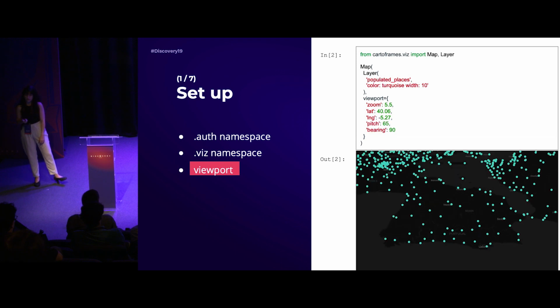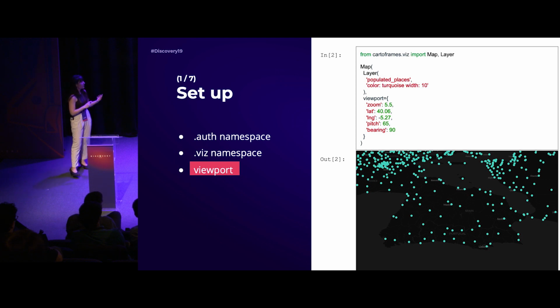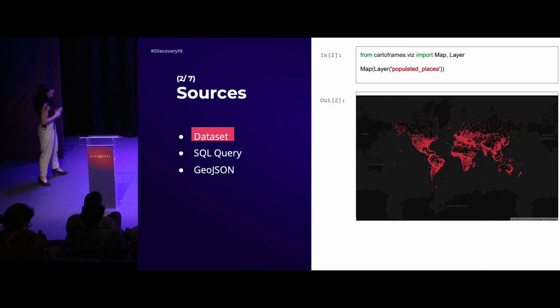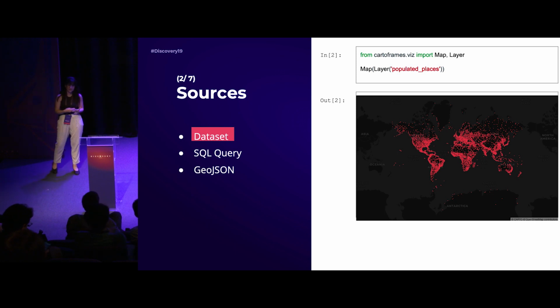You can also set the pitch and bearing parameters. And in case that instead of the zoom and the coordinates, you want to set the bounds, you can also do it by using the bounds object. OK. Perfect. So we've already talked about sources, but what are sources? We have three different types of sources right now. The first one is the dataset, which is the table that we have stored in our account. We only need to set the name of the dataset that we are going to use.